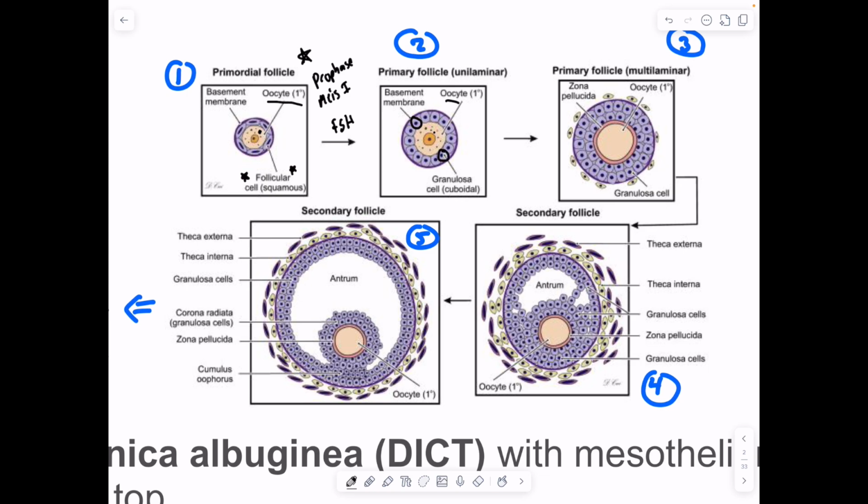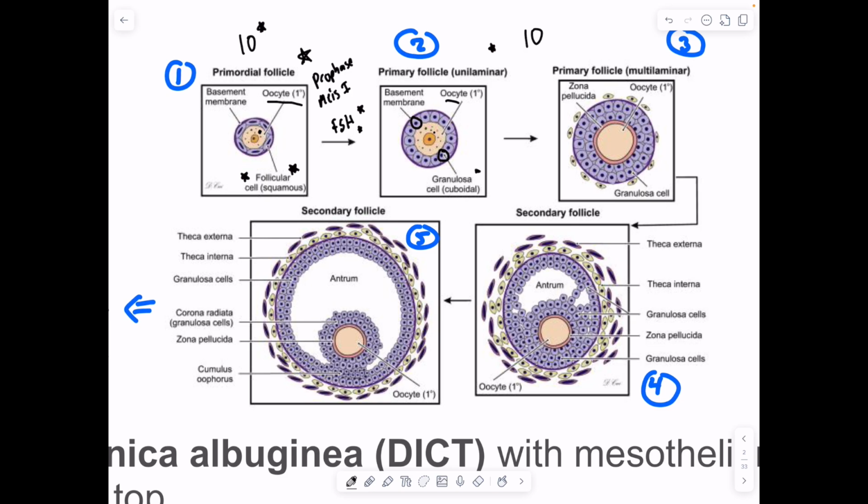Our cuboidal granulosa cells had been previously follicular cells, but follicle stimulating hormone, as a pulsatile release from the anterior pituitary, caused this change to occur. We said about 10 primordial follicles are going to undergo this change every month, and we'll end up with one overall follicle that makes it.